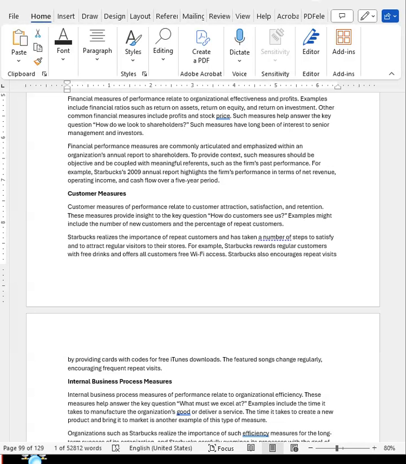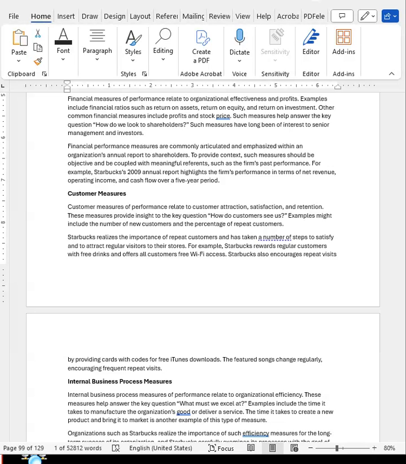Internal business process measures. Internal business process measures of performance relate to organizational efficiency. These measures help answer the key question, what must we excel at? Examples include the time it takes to manufacture the organization's good or deliver a service. The time it takes to create a new product and bring it to market is another example of this type of measure.